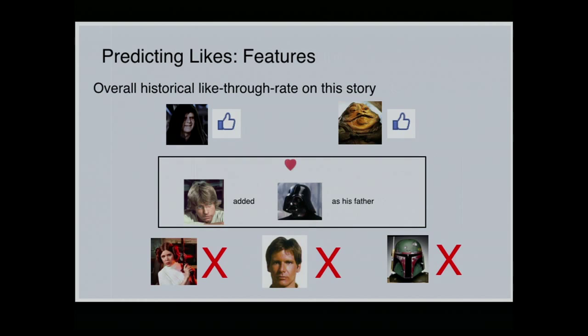The third high-level feature has nothing to do with Yoda, but it has to do with the story, right? What historically have other people done when they see this story? So maybe these 5 people around the border here had previously seen this story about Luke adding Darth as his father, and 2 of them liked it and 3 of them didn't. So this is at a very high level the types of base features that we're thinking about when we're trying to predict these things.